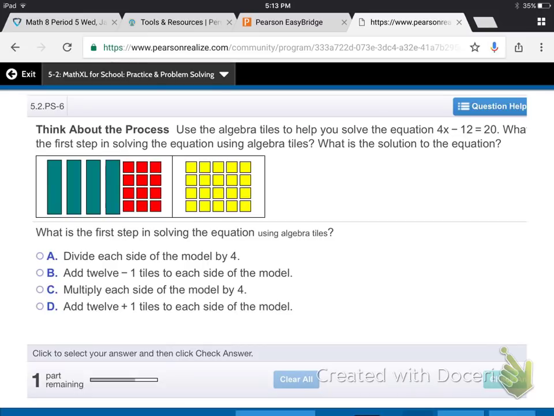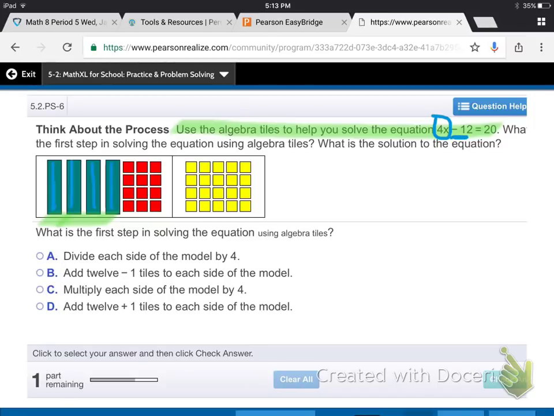Pretty cool. So first, this problem says, use the algebra tiles to help you solve the equation 4x minus 12 equals 20. So the algebra tiles are here, and these tiles right here are the x's. You can see there's 4 of them, so that's this part of the equation. 4x is represented right there by these tiles: 1, 2, 3, 4. That's 4 of them. It's 4x. Then the equation says minus 12.